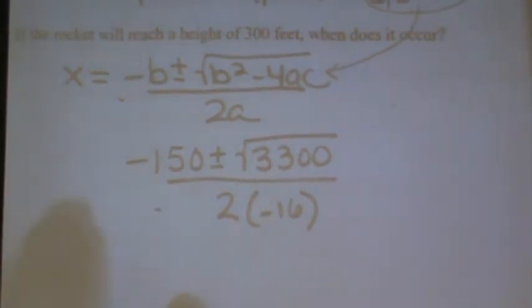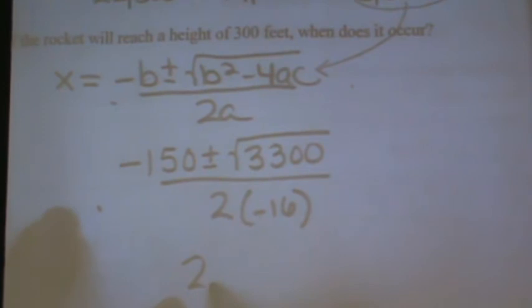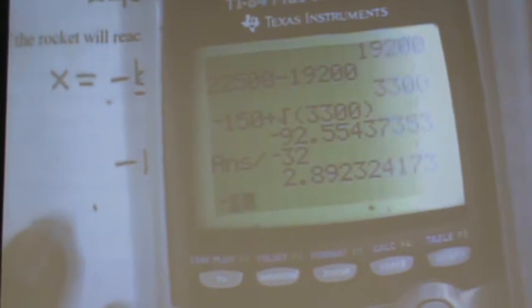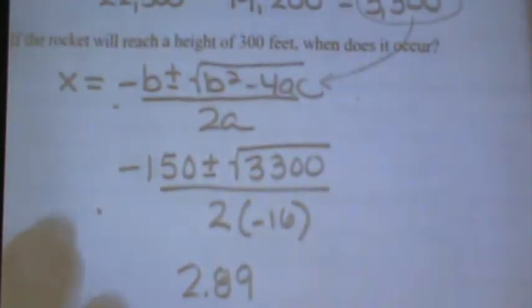Okay, so we get negative 150 plus the square root of 3,300. And I like to hit enter and then divide that by negative 32. So I got one answer of 2.89. And now we're gonna do negative 150 minus the square root of 3,300, and take that answer and divide it by negative 32. And I got 6.48 for my other time.